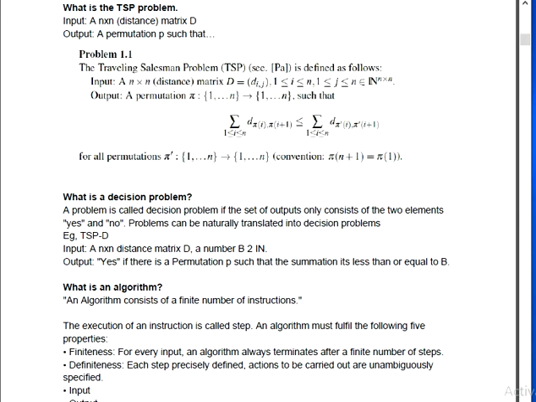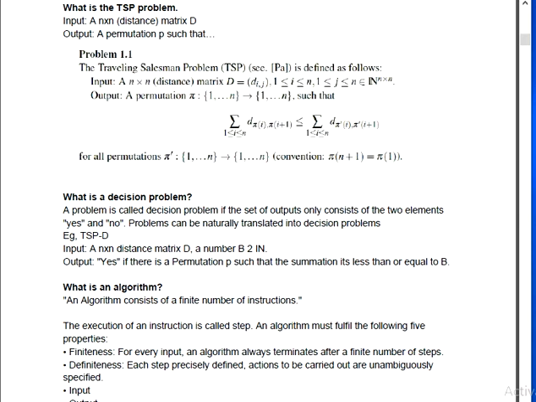Formally, we can say that the input is an n by n distance matrix, where D is the distance matrix equal to Dij. I is for the matrix rows, ranging from 1 to n, and J is for the matrix columns, from 1 to n, that belongs to the natural numbers, power n to n.